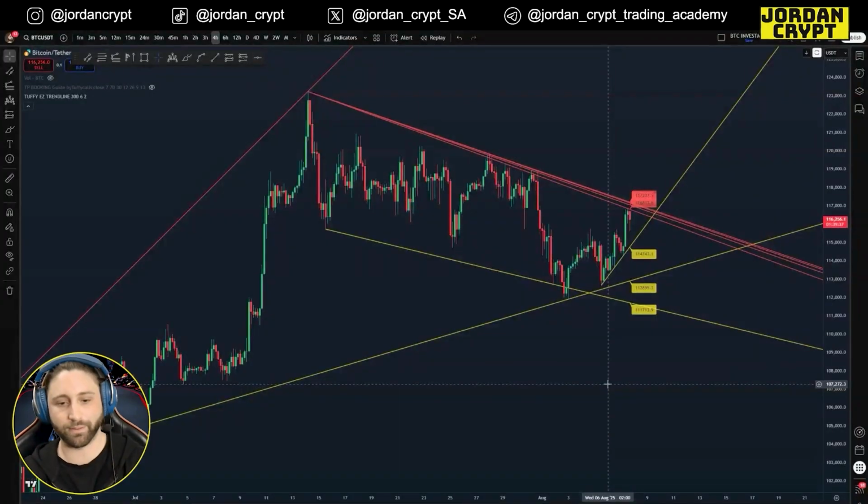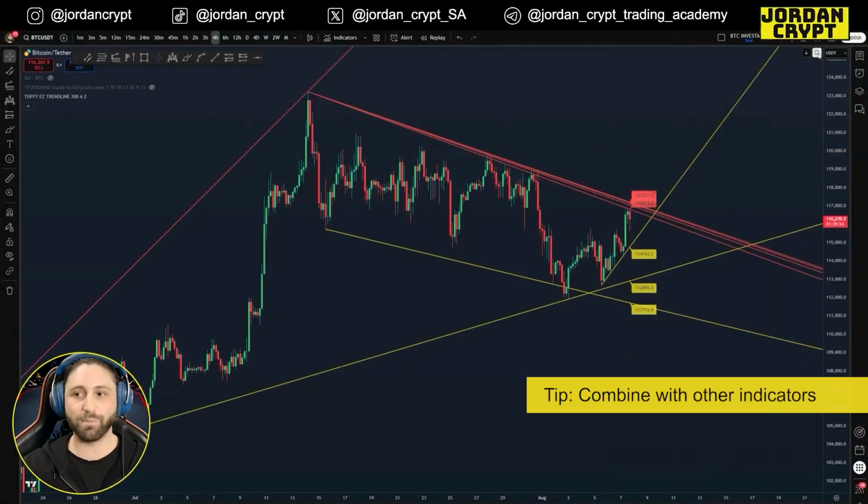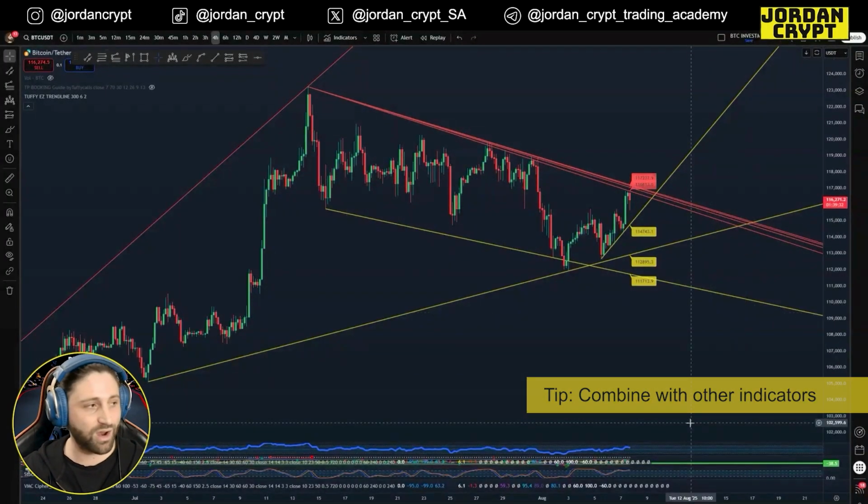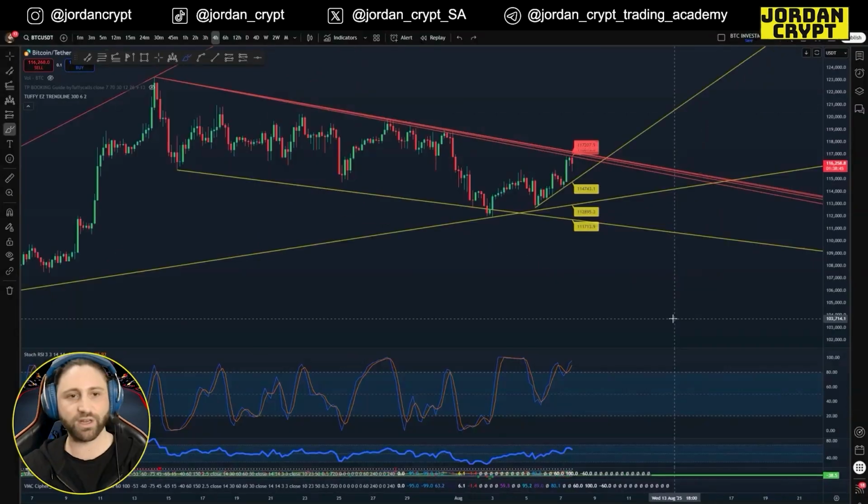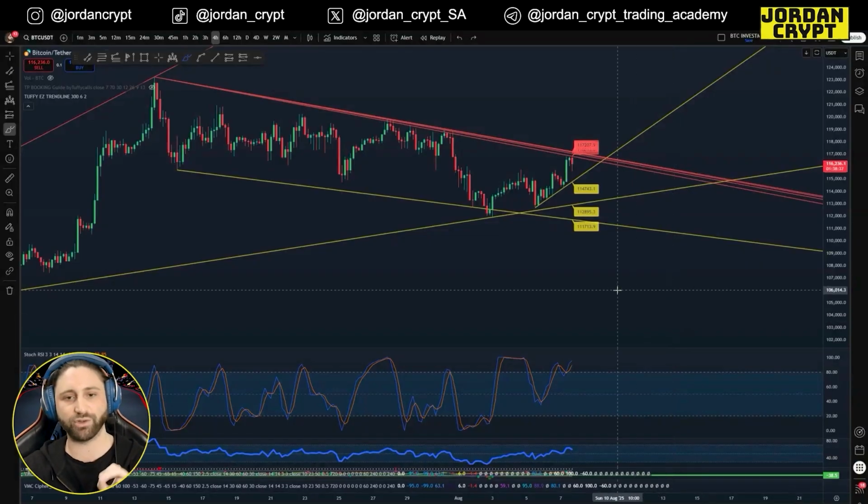The biggest tip that I can give here is to combine this indicator with other indicators. You can combine it with any other candle patterns or technical indicators that you would like to, but confluence is everything, right? This is not a sole indicator to use, but it is a tool to use with other indicators.